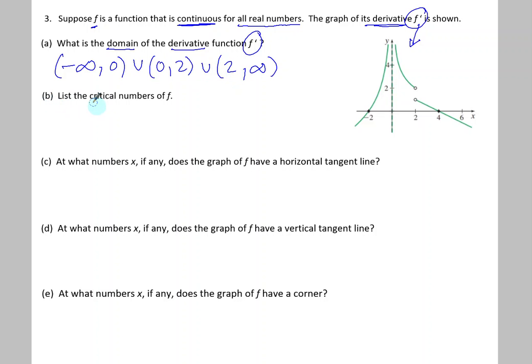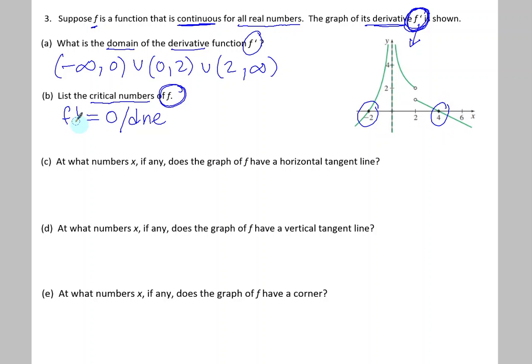B. List the critical numbers of f. Now be careful here because this says of f, and we are not looking at a graph of f. We are looking at a graph of f prime, its derivative. Remember that critical numbers is where f prime equals 0 or does not exist. Where does that happen in this graph? I see f prime is 0, hitting the x-axis at negative 2, and again at positive 4. So those are two critical numbers.